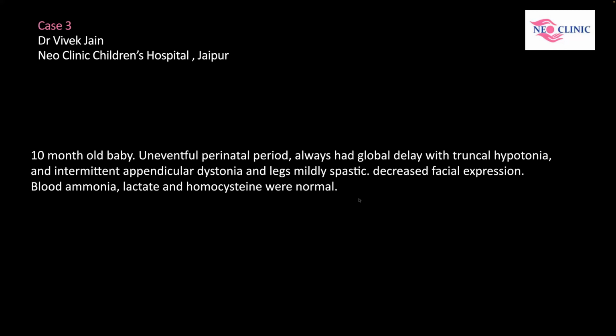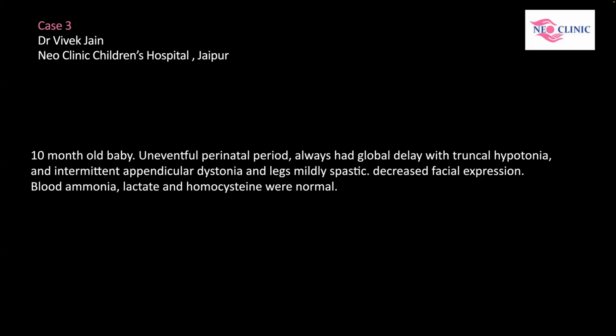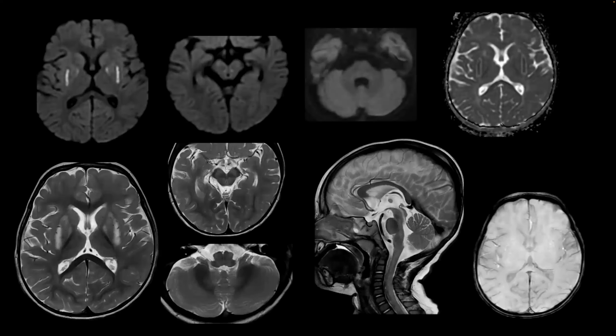So we did his MRI, and after that we did his blood ammonia, lactate and homocysteine, which were normal, and we did a TMS and urine GCMS, which was normal. His hearing is normal and his eyes were normal on ophthalmic examination. So Nihaal, do you want to discuss that?